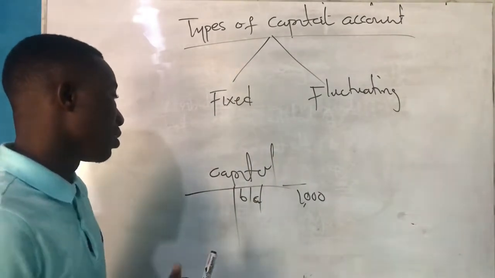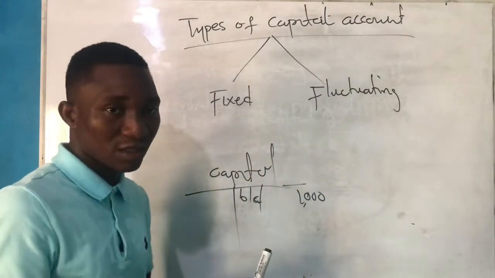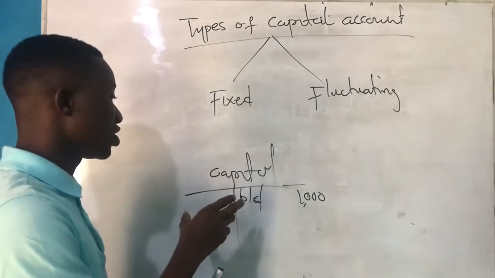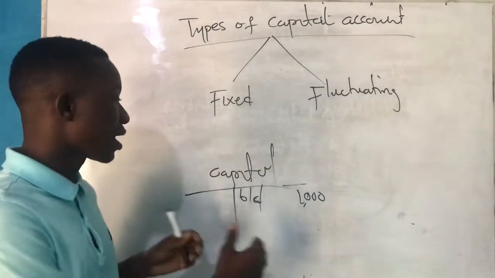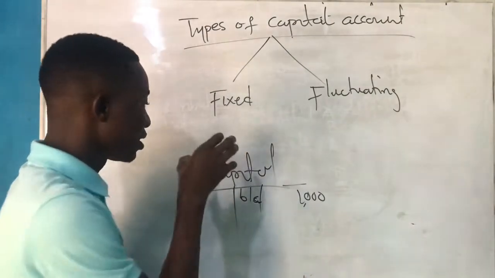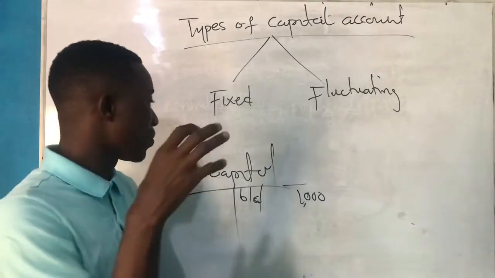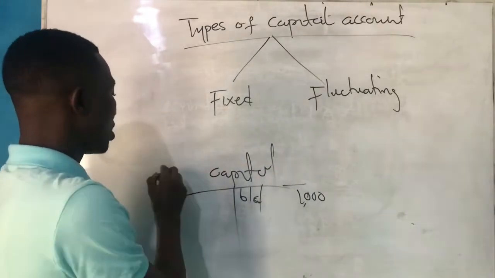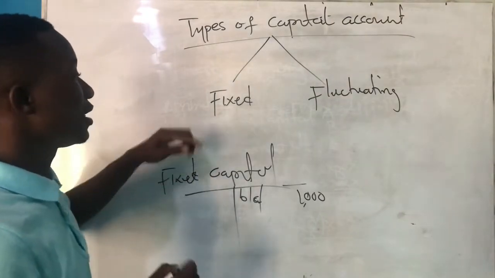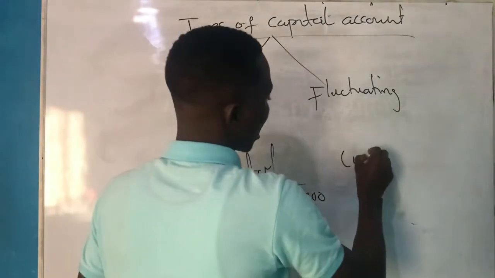Is that okay? The introduction of the capital may be in the form of an asset or cash, and the capital withdrawal can also be the same. So this is the only situation that can cause changes in the capital account. If not that, the fixed capital account is always fixed. And anytime we are maintaining the fixed capital account, we have to prepare another account called the current account.